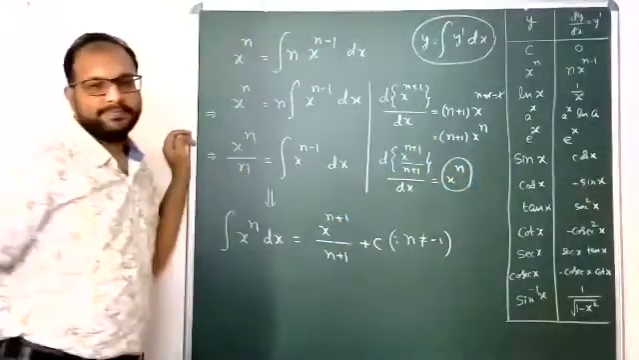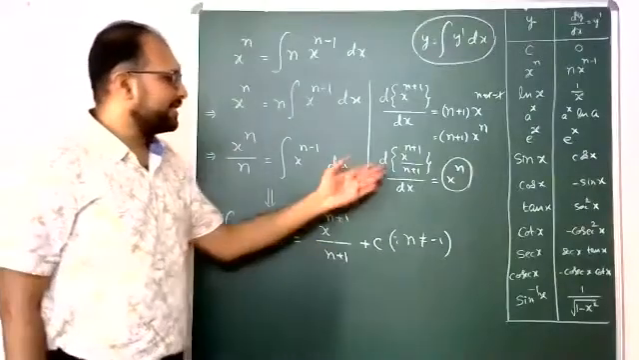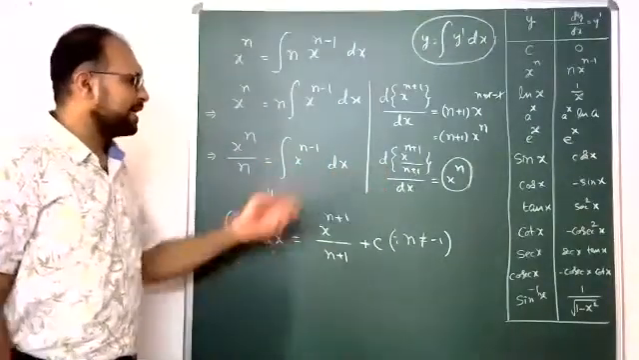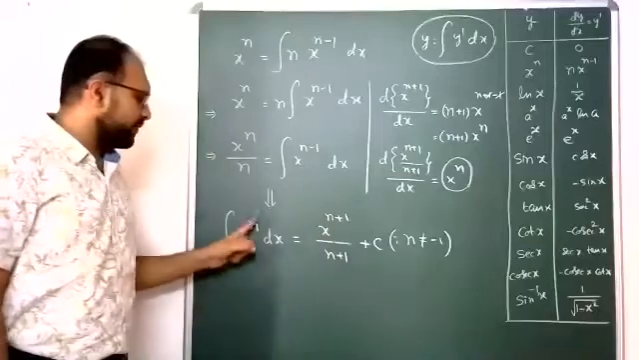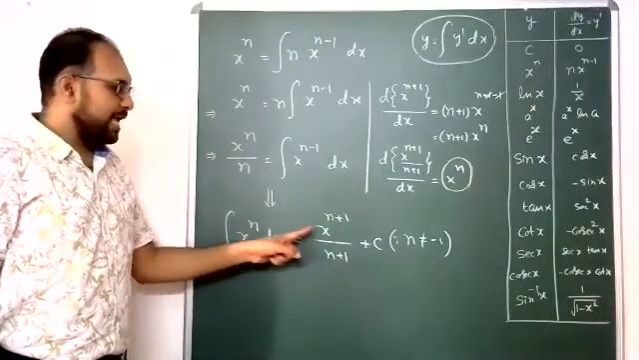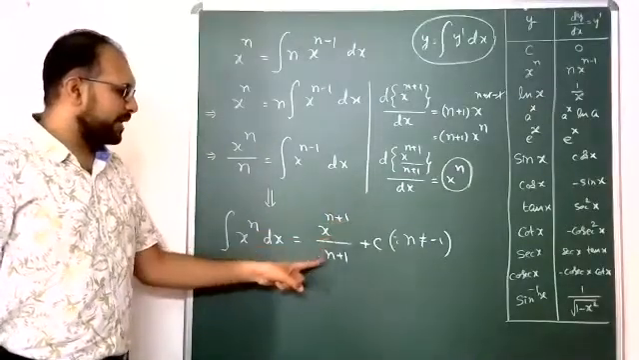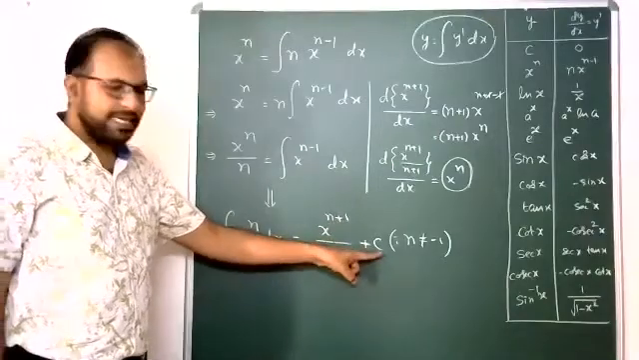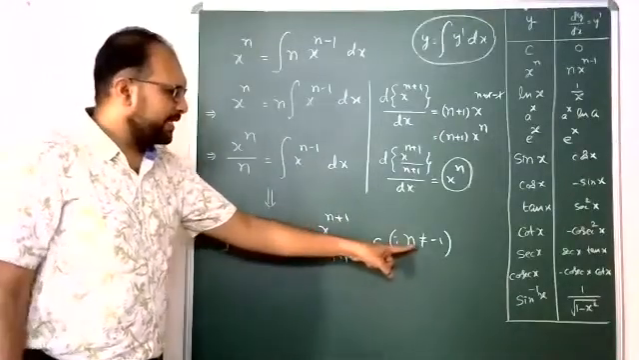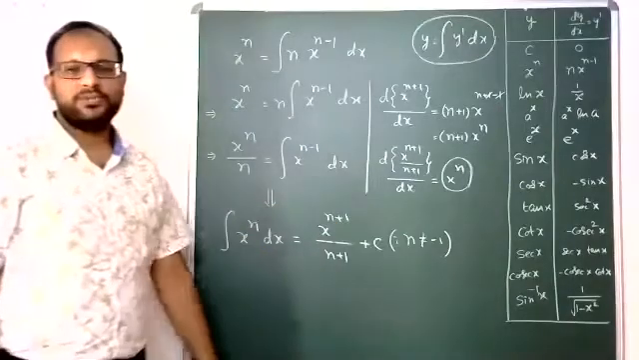Right? Same thing I am writing. This is differentiation, and this is integration. Integral of x to the power of n dx equals x to the power of n plus 1 by n plus 1 plus some constant, but n not equal to minus 1.